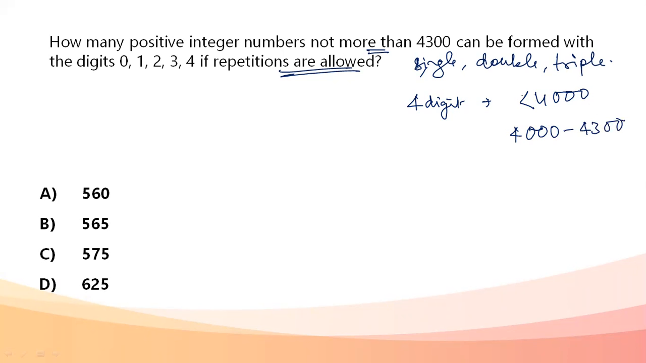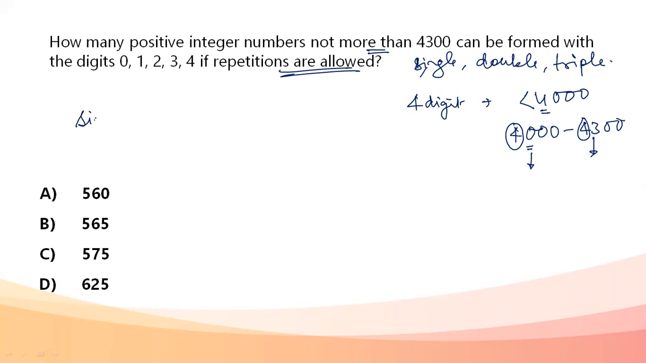Because for numbers less than 4000, this place will have options. But if I'm considering between 4000 and 4300, I'll have to keep one place fixed, and the second place, that is the hundreds place, also will have some limitations. So we're going to divide the cases and go for each case.